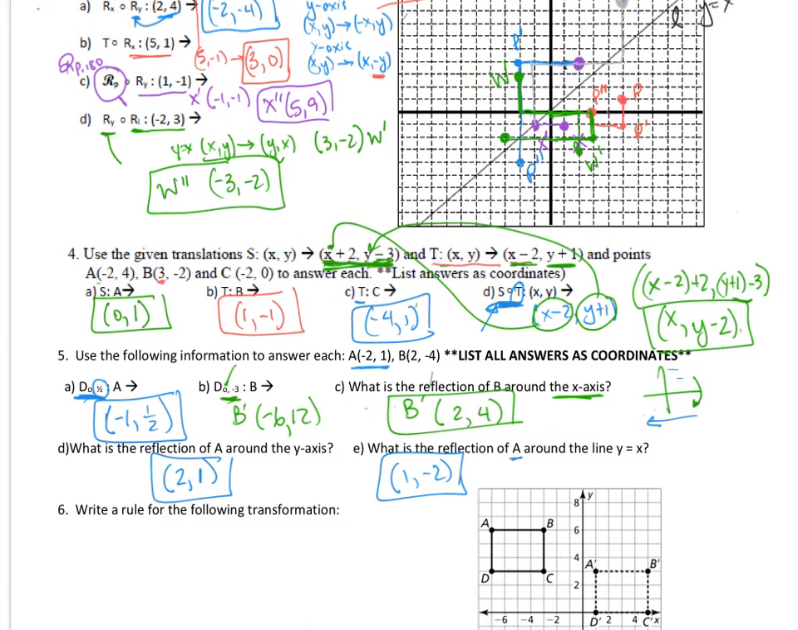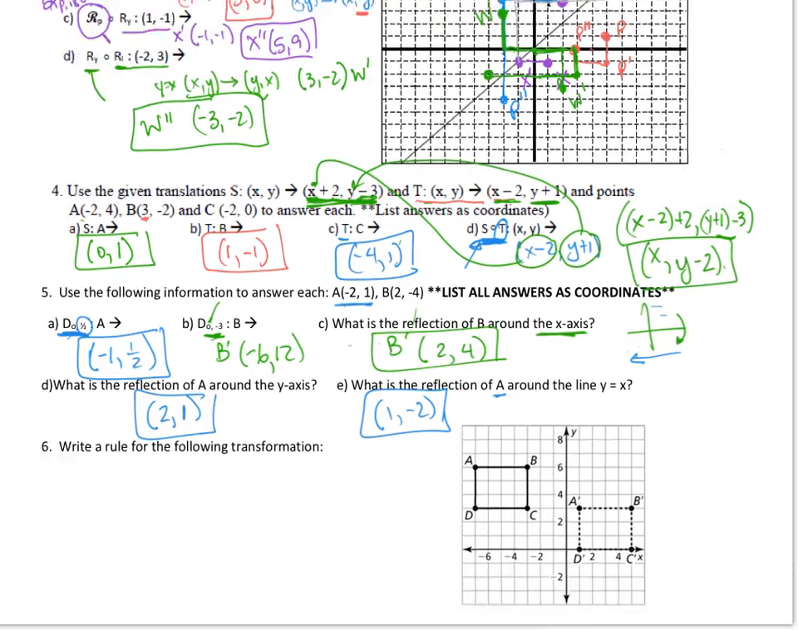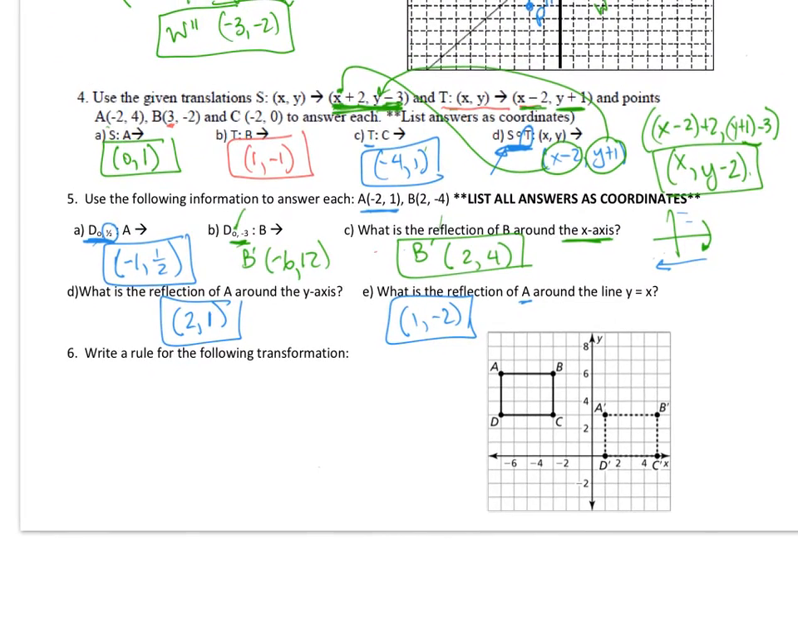Okay, moving on to number 6. So for number 6, it says, write a rule for the following transformation. Now, I'm going to tell you that this is a translation. On the test tomorrow, I indicated a translation. That way, to make sure we're all consistent, because there could be more than one way. So I want to just make it consistent.